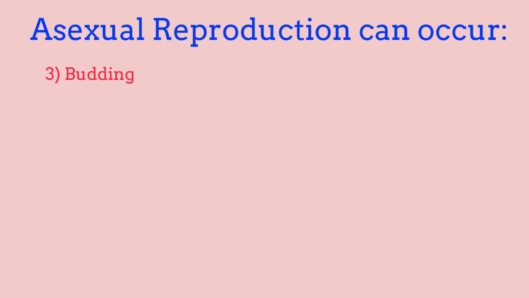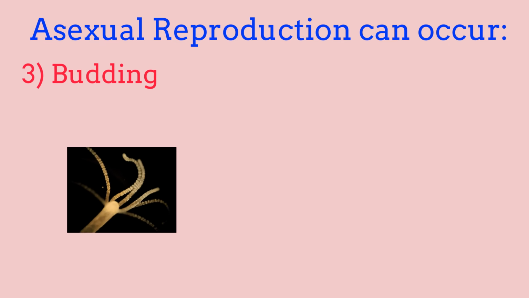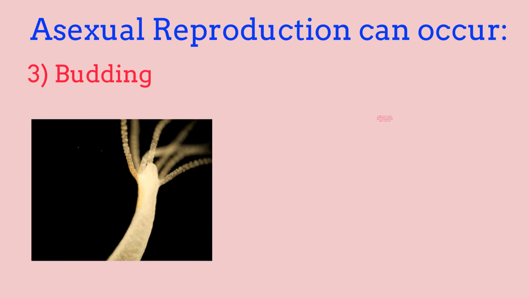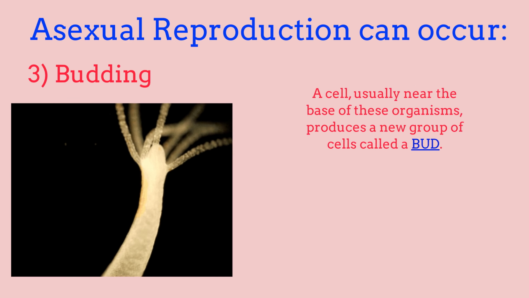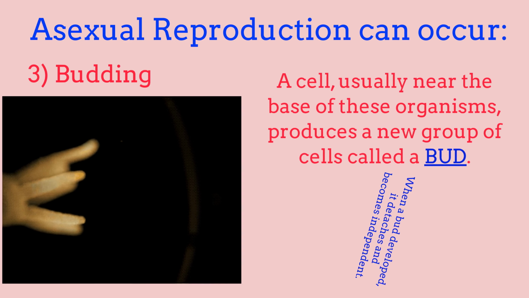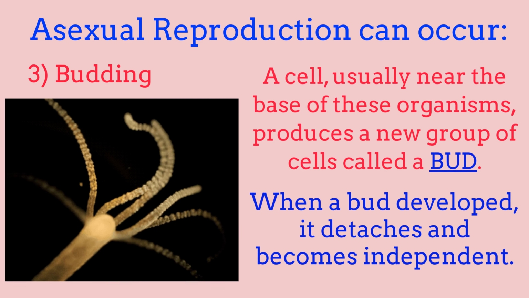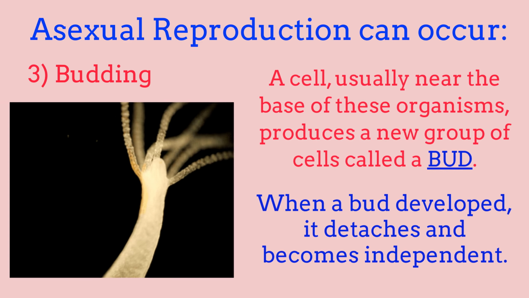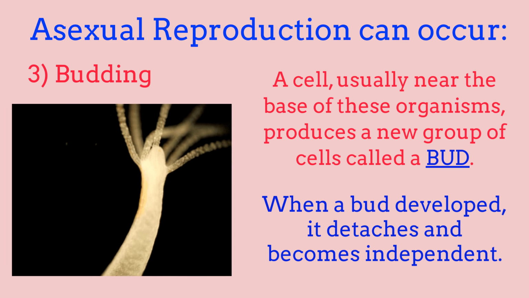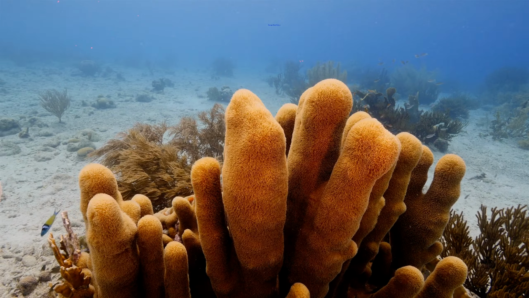Now let's go over what budding is. Some animals such as sea sponges and hydra reproduce asexually by budding. A cell, usually near the base of one of these organisms, produces a new group of cells called a bud. When the bud has developed, it detaches itself and becomes independent. I'll also put a video up about this right now.